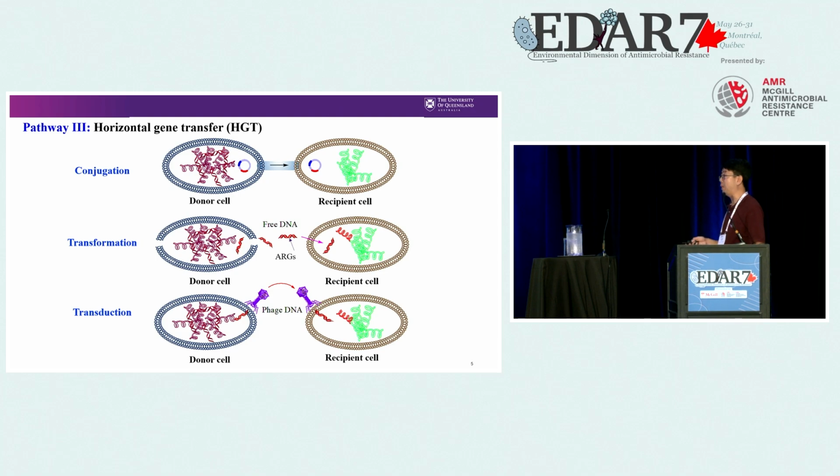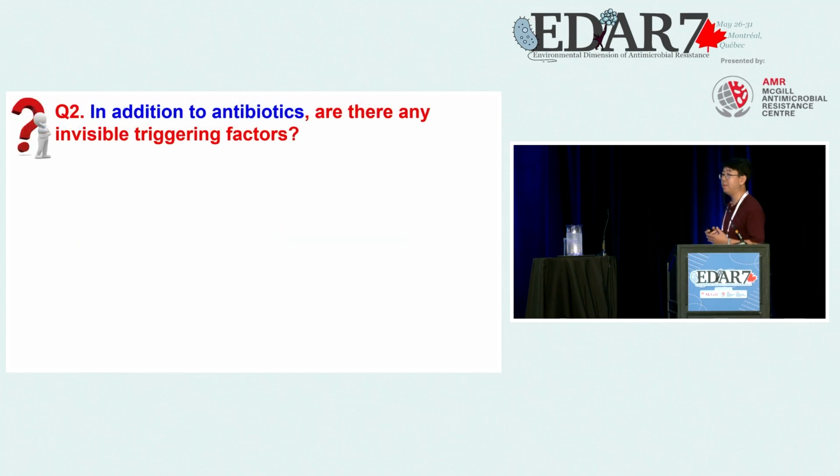The last one is transduction. It's a very unique pathway because the process is mediated by bacteriophage. Bacteriophage, like a shuttle bus, can carry antibiotic-resistant genes from the donor, transport them to the recipient, and inject that ARG into the recipient cells. As a consequence, the recipient can integrate that ARG and become multi-drug-resistant bacteria. So here we have 3 pathways: conjugation, transformation, and transduction. Okay, this is very basic knowledge.